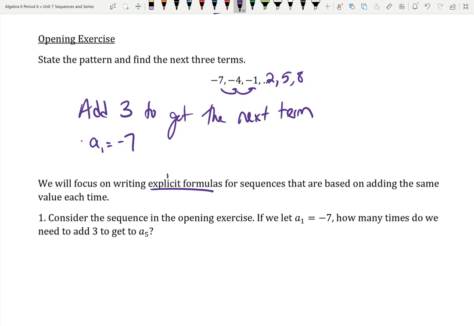So in the last lesson, I talked about how explicit is a formula that you plug into. Pretty much every formula we've worked with up to this point has been explicit. You just plug numbers in and it spits out the answer.